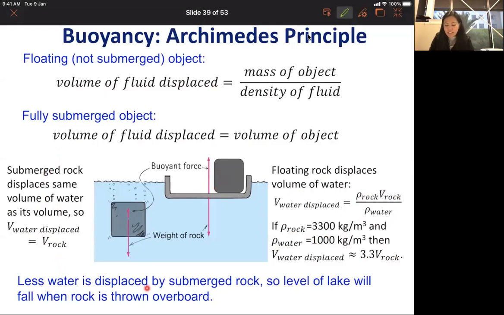So less water is displaced by the submerged rock. It's just equal to the volume of the rock. So the lake will fall when the rock is thrown overboard, which is totally unexpected.